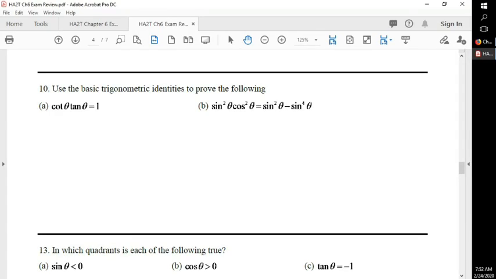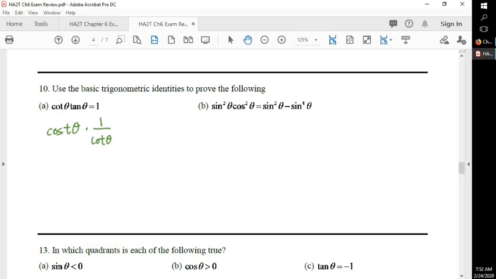Pythagorean identities. You have to know identities to do this. There's two ways to do this. Actually, there's three ways. So I have cotangent theta times, what is the reciprocal identity of tangent? It's 1 over cotangent.